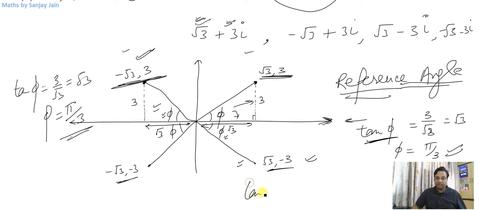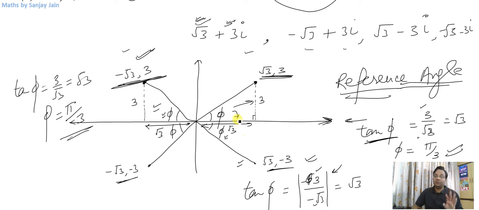What I am doing is, tan phi I am taking as mod of the y coordinate over the x coordinate. What is y coordinate? 3, and what is x coordinate? Root 3. So if I take mod, whether I take minus root 3, let us say I take 3 here and minus root 3 here, y coordinate here and x coordinate here, even in this case, this will give me root 3, because of this mod. Why have I applied this mod? Because I am looking for this reference angle, that is an acute angle.